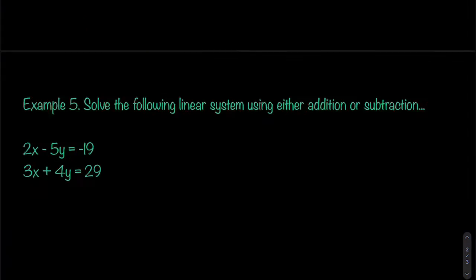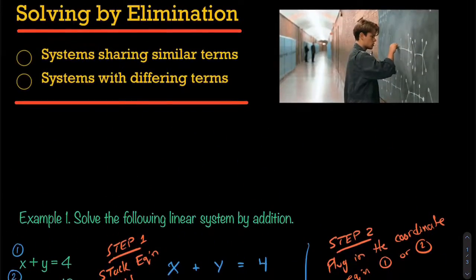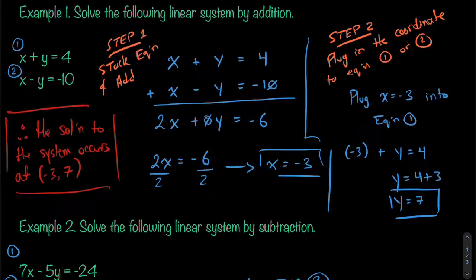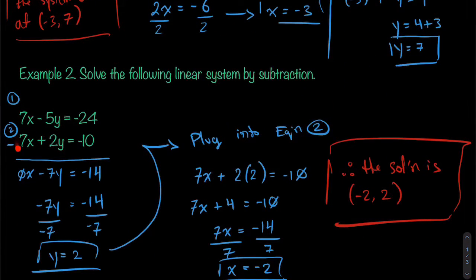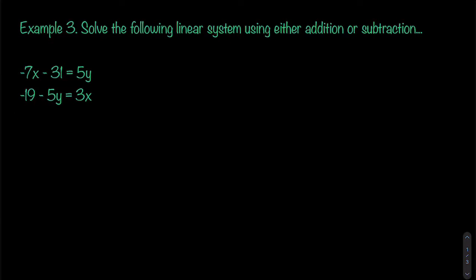So I believe we just have 3 more examples here. And we've covered the system sharing similar terms. I'm talking about similar terms in the fact that there's a lot of similar terms here. 1y and negative 1y, they both have a 1 coefficient in front of them. 1x, 1x, they both have a 1 in front of them. 7x, 7x, they both have a 7 in front of them, right? So those are similar, but what happens when things don't stay similar?